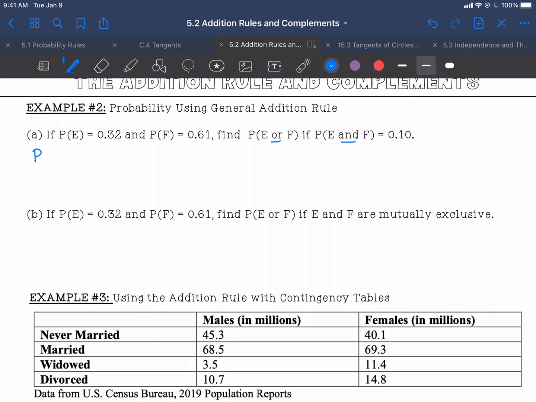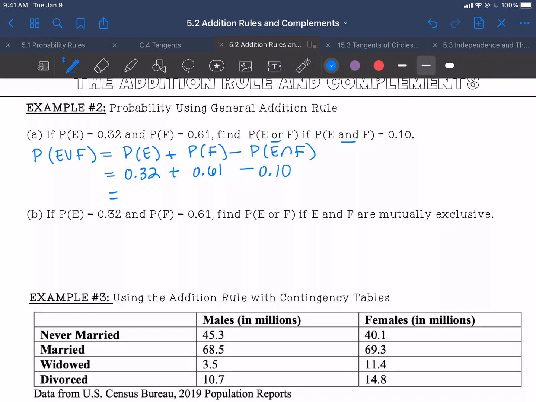So we just have to rewrite the formula. The probability of E union F is the probability of E plus the probability of F minus the probability of E intersect F. So we take 0.32, I'm just substituting in. Probability of F is 0.61 minus the overlap, which is 0.10. So we have a probability of 0.83.